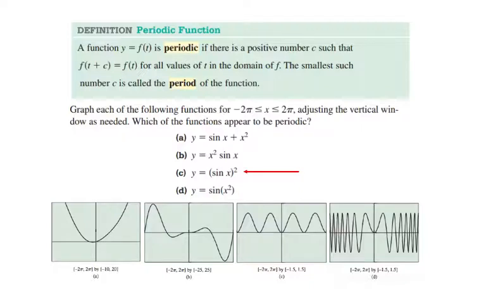a function is periodic if there's a positive number c such that when you plug in the c, you end up getting the same function back out. So the idea here is that the only periodic function, even though there are repeating and patterned functions, would be this one right here. Okay, so this is the only one that is periodic.